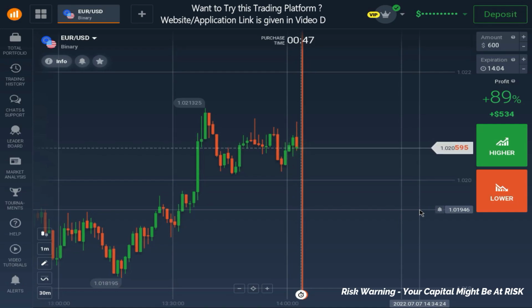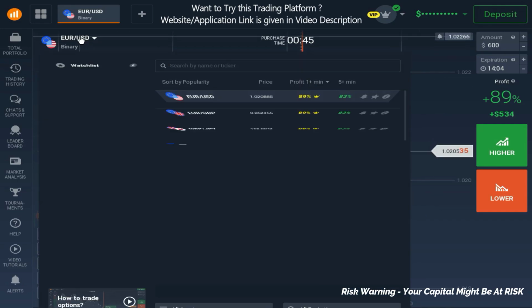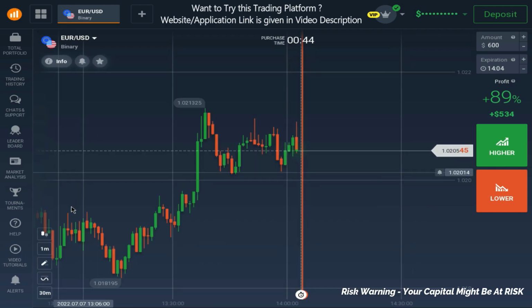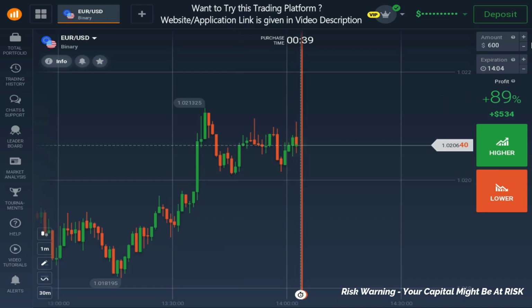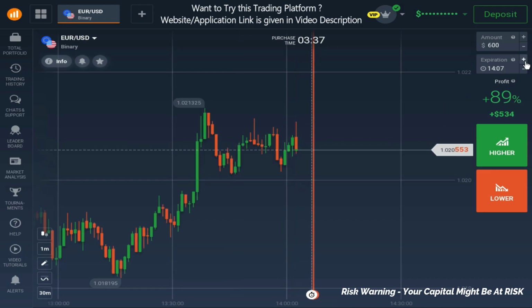This is the Euro US dollar chart. As you can see, I'm trading the Euro US dollar pair and I'm analyzing a 1 minute candlestick chart. We are going to take a 5-minute trade. So first of all, I will increase the time.